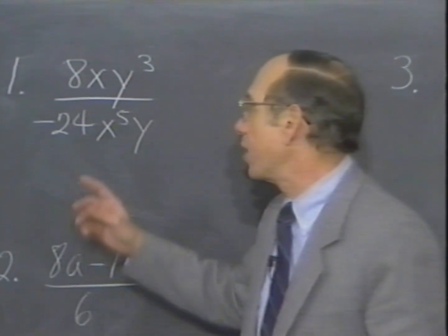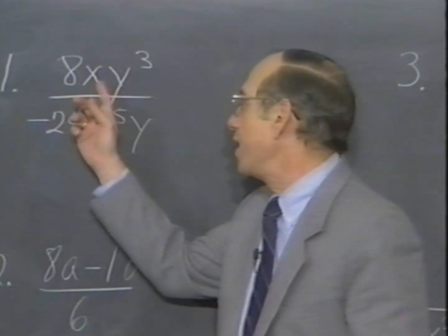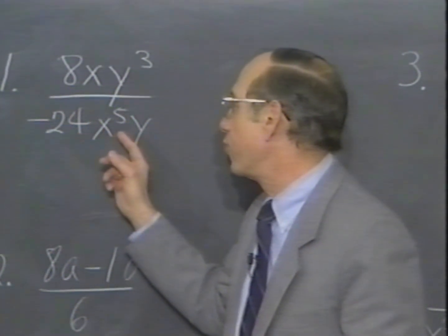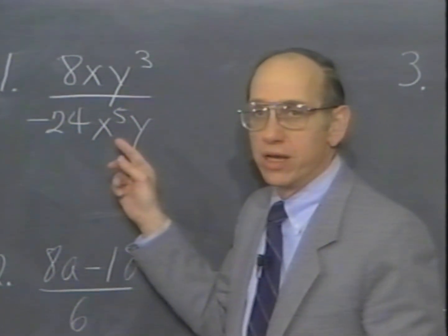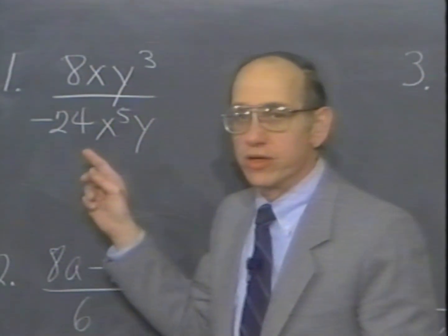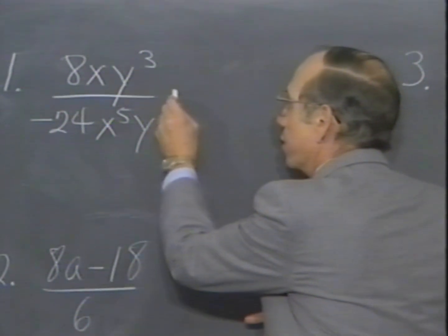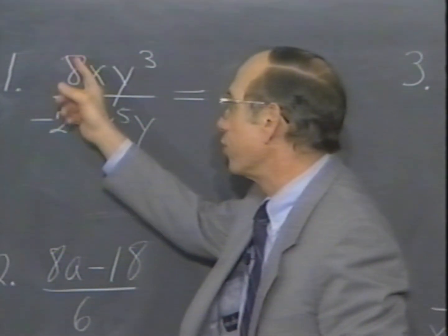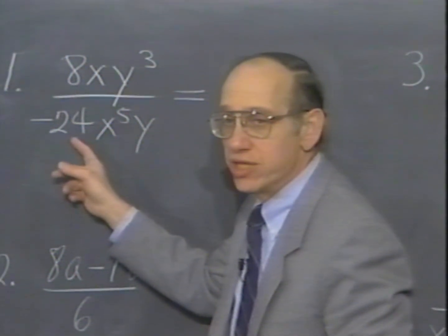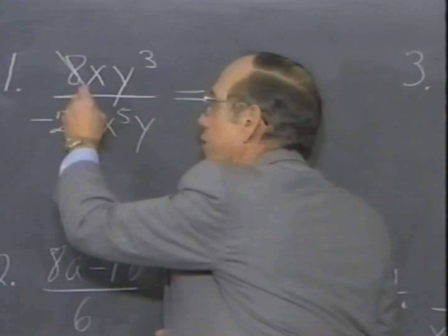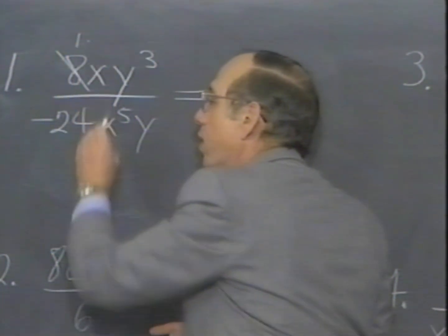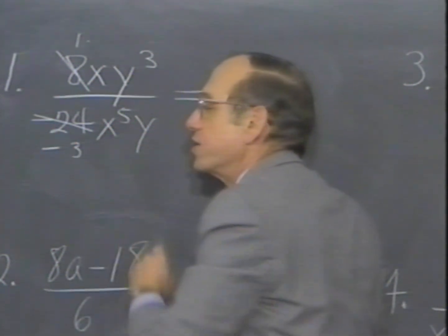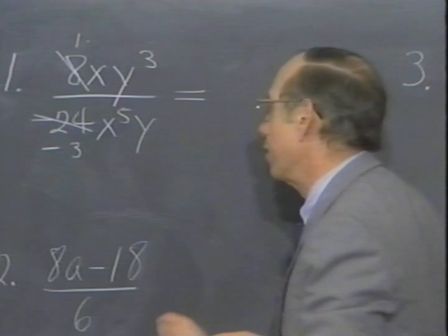If we take a look at problem 1, we have a monomial, 8xy cubed, divided by another monomial, minus 24x to the 5th y. Now, we've done problems like this before, so let's get right at it. We cancel common factors in numerator and denominator. Well, first of all, we have a factor of 8 in the numerator and a minus 24 in the denominator. So we can divide out the 8, leaving a factor of 1 up here. Dividing 8 into minus 24 leaves a factor of minus 3 in the denominator.